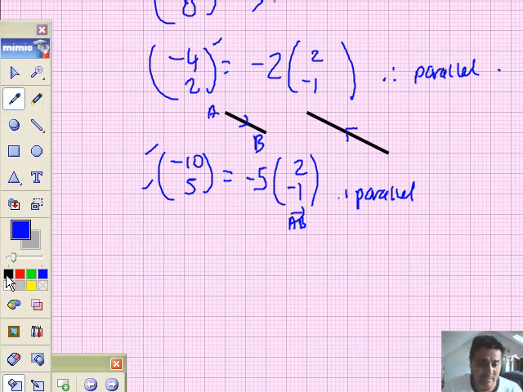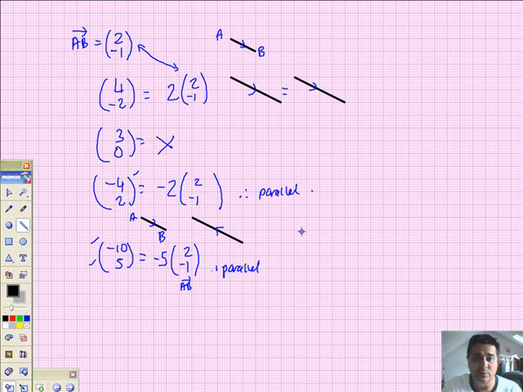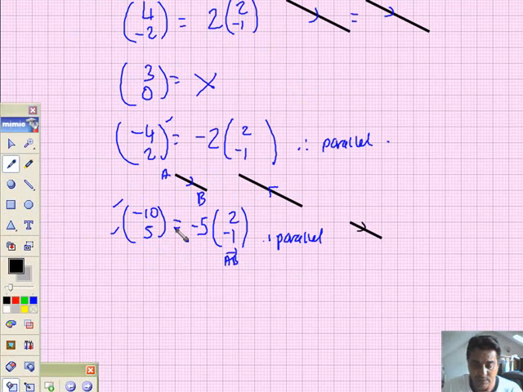If you want me to draw it, let me just try and do it so you can get a visual picture on that. Right, let's start with original vector 2 minus 1. So 2 across, 1 down. Start there. That's in that direction. And I've got to do minus 10, 5.